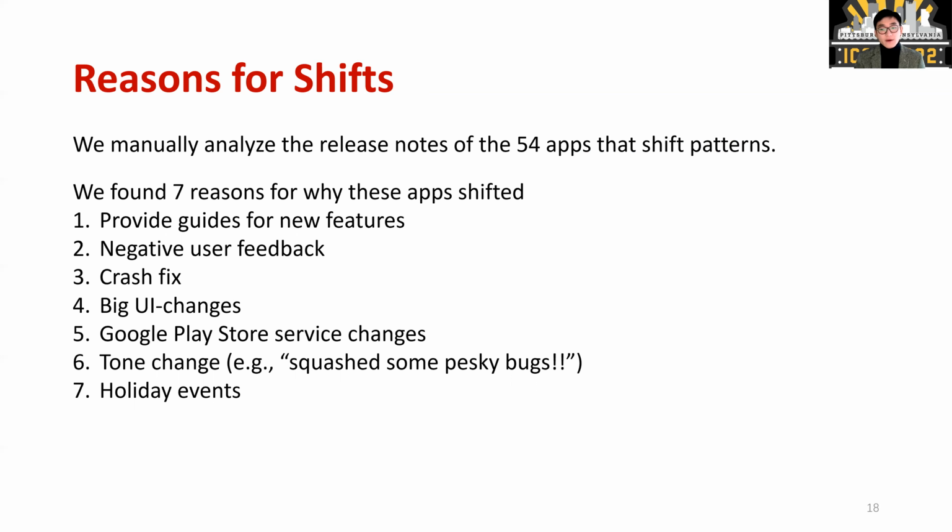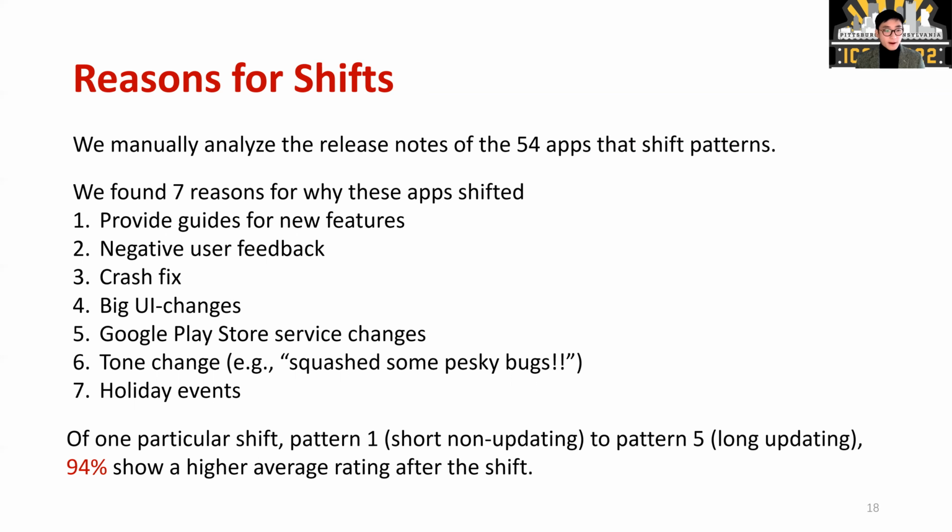So one important finding as well is that of all of the different types of shifts, we found that for pattern 1, short non-updating, to pattern 5 shifts, which are long and updating release notes, 94% of them show a higher average rating after the shift. And so we assume that there is something going on when developers are writing better and more informative release notes, and a higher app rating and higher app quality at the end.